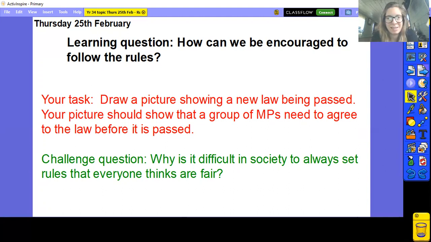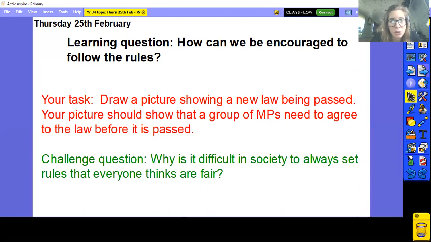So your task is to draw a picture showing a new law being passed. You could draw a picture of what you think it might look like in Parliament. You can even do a bit of research if you want. You could Google what it looks like. And your picture should show a group of MPs needing to agree on a law before it's passed, okay? So you could maybe have some speech bubbles going on, and think about what the law could be as well. You can make that up, I don't mind.